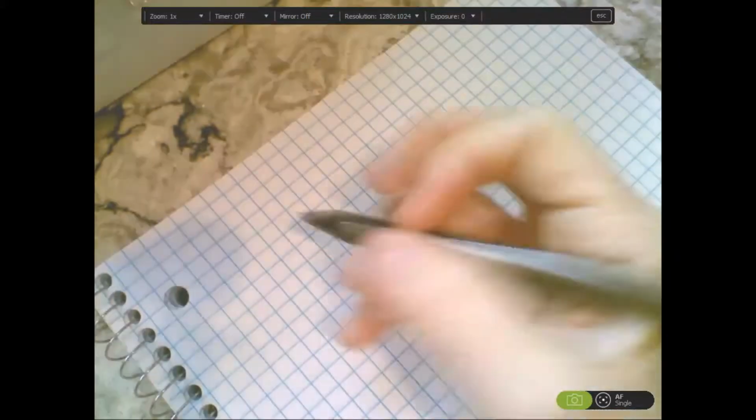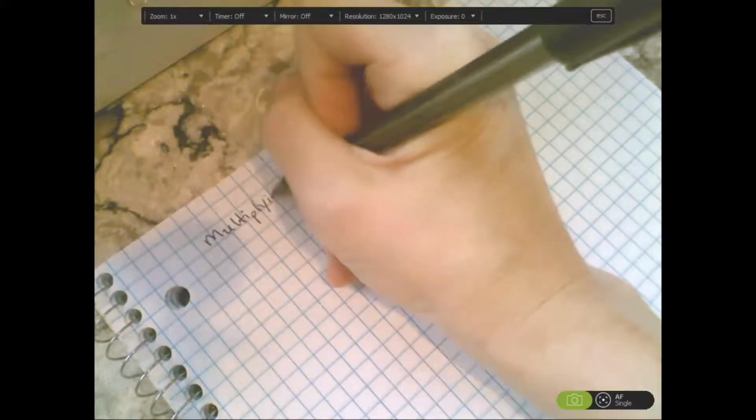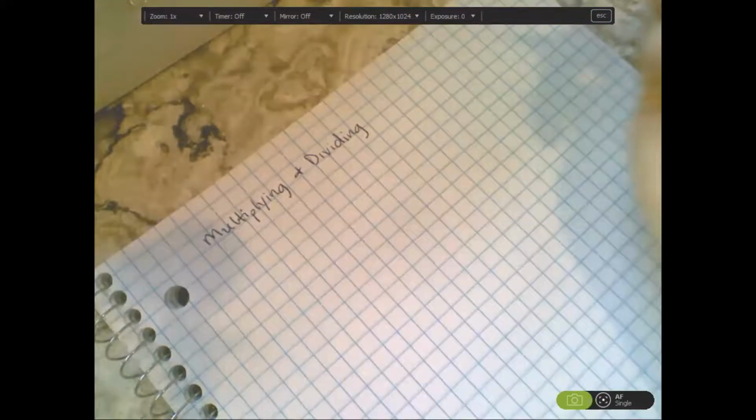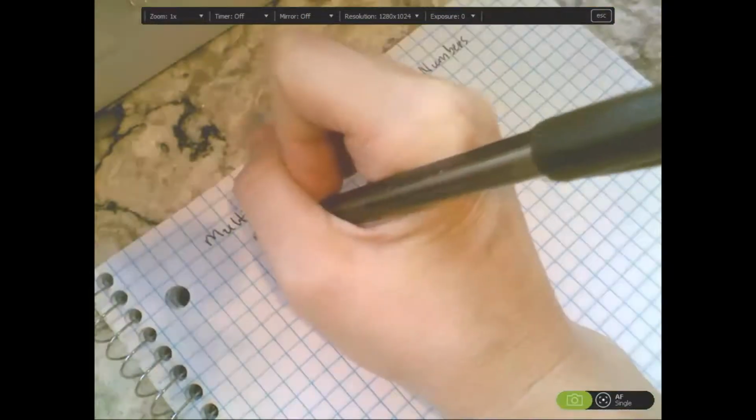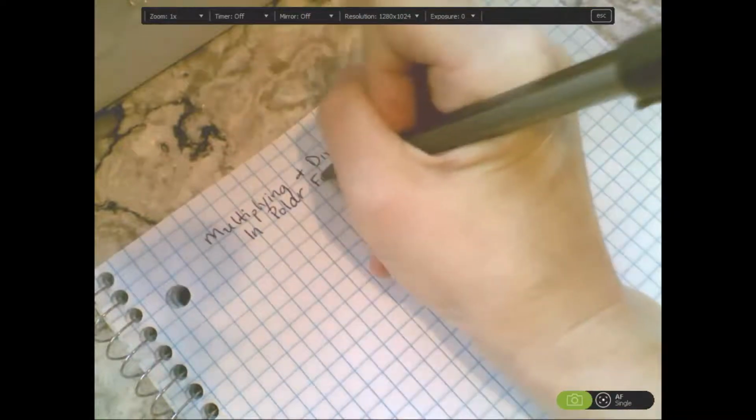We're going to do multiplying. Let me try to write where you guys can see it. Multiplying and dividing complex numbers in polar form.